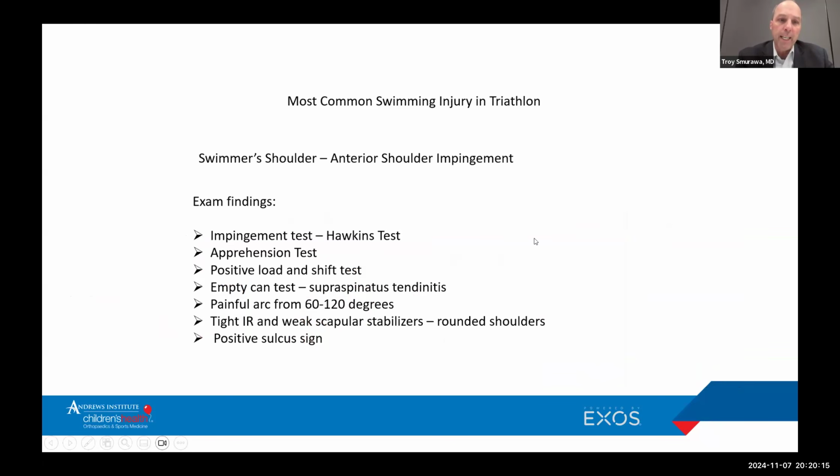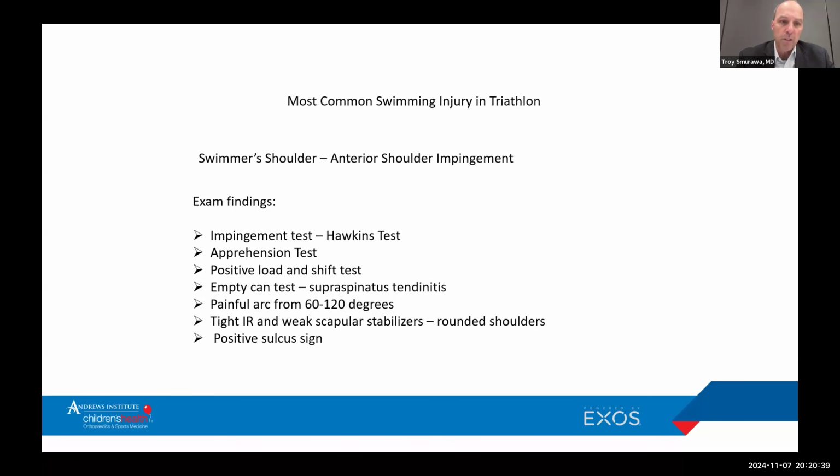So what we typically will find in exam is they'll have a positive Hawkins test for impingement. They'll probably have a positive apprehension test and a positive sulcus sign if they have multidirectional instability as part of it. Oftentimes in female swimmers, they are very flexible and have very loose joints, and they will have more of an unstable shoulder.